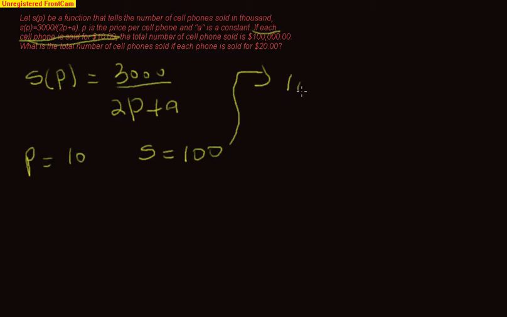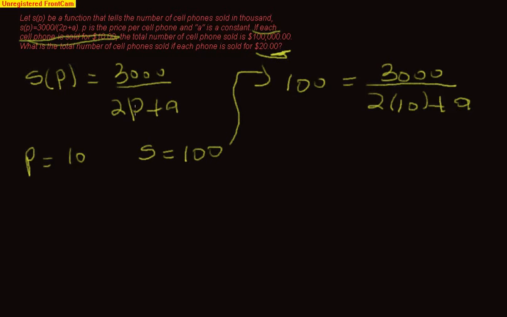Therefore, we can take this information and represent it in the function. So we have 100 is equal to 3,000 divided by 2 times P, and P is equal to 10. You can all see that, right? Because it says the price sold is 10, plus the constant A. Since A doesn't change, we can use the first information given to actually find the value of A, because regardless of the price, A will never change. So knowing this, we can tell the number of cell phones when the price is $20.